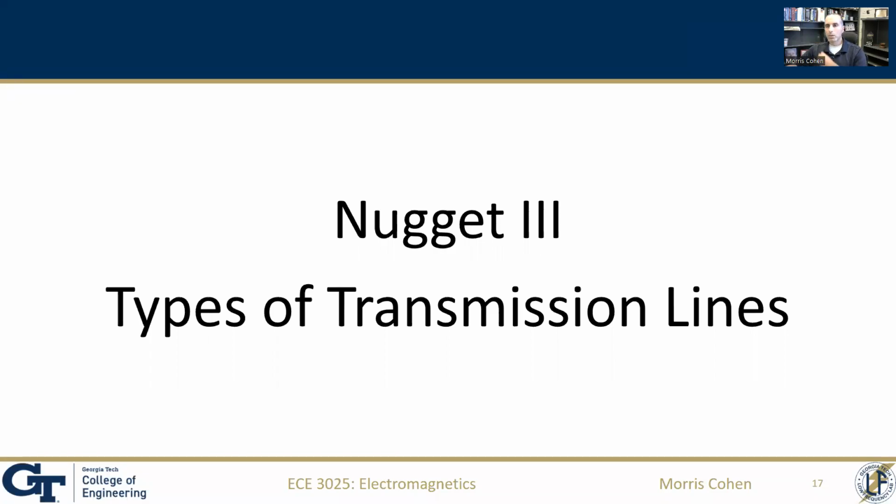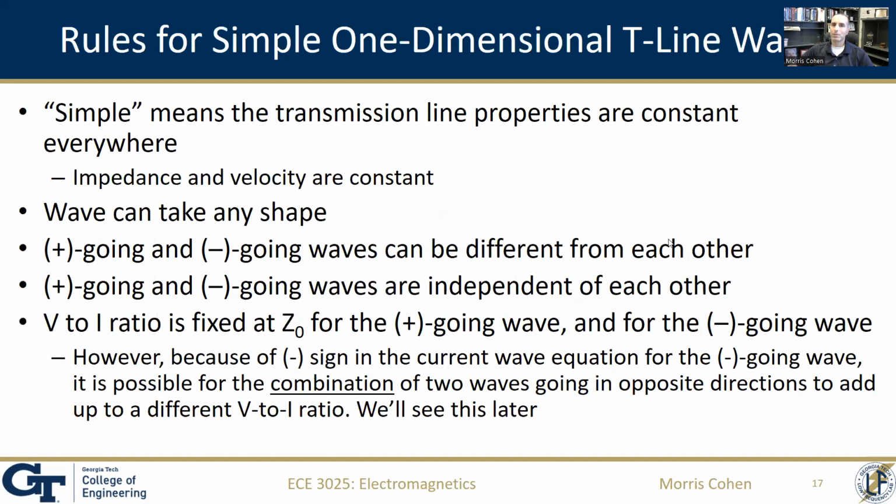Okay, let's conclude this lecture with part 3 on types of transmission lines. So just to recap what we did in the last module, we had some simple rules for waves that are propagating on these transmission lines. We're starting out with a simple transmission line, which means that the properties are constant everywhere. The inductance and the capacitance are constant. They don't change with distance. And from this, we figured out that the impedance and the velocity are both constant and can be determined.